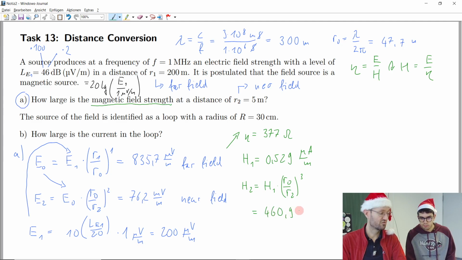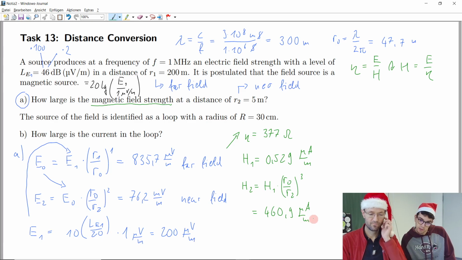Is this correct? What do you have calculated? Microampere per meter. The first one is correct, and this should probably be also correct. We can do a check. So how could we check this result for the magnetic field strength in the near field? I mean, we had already calculated this electric field in the near field. So we could do the same conversion like here, but now in the near field.